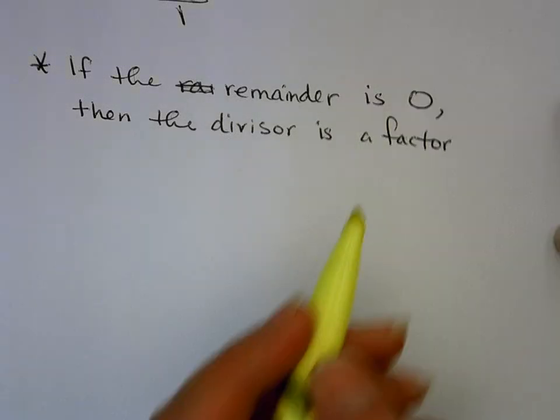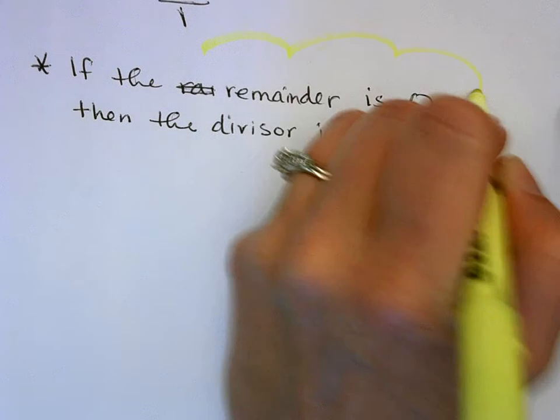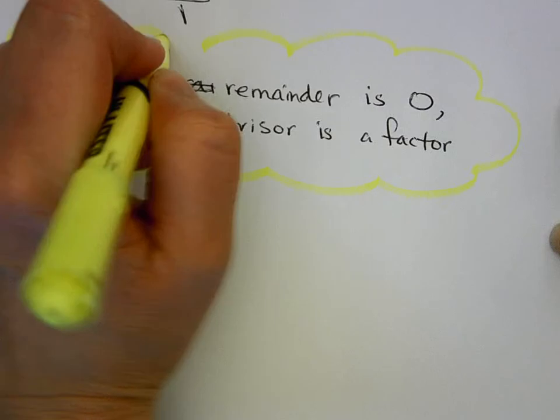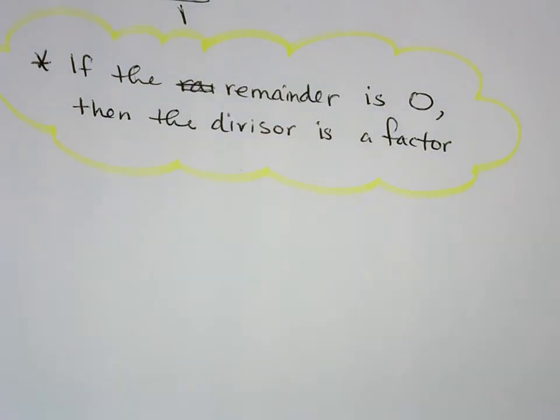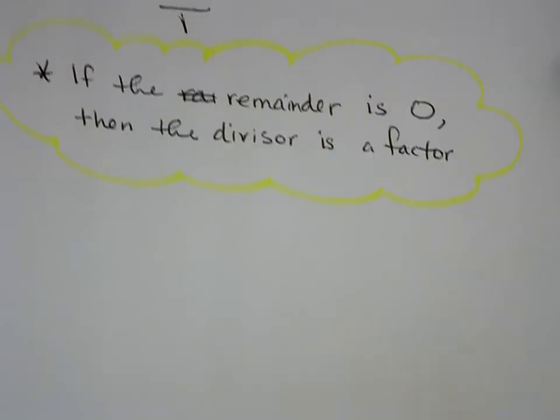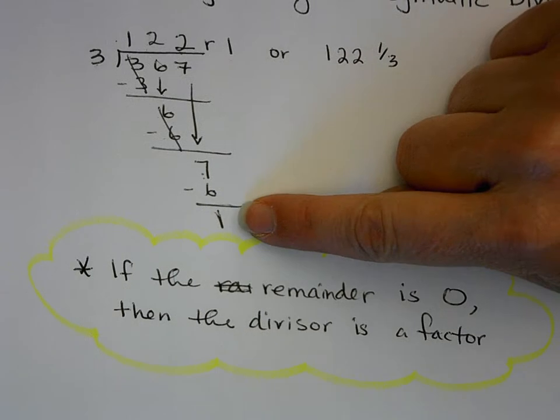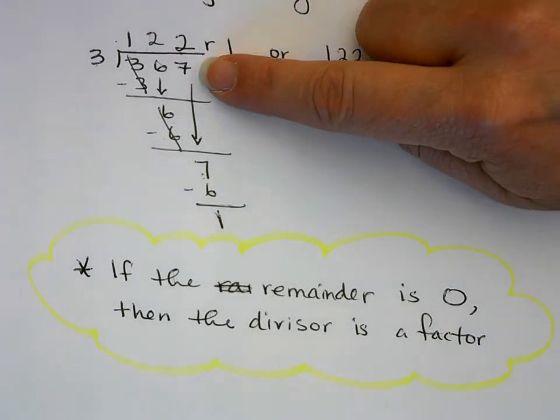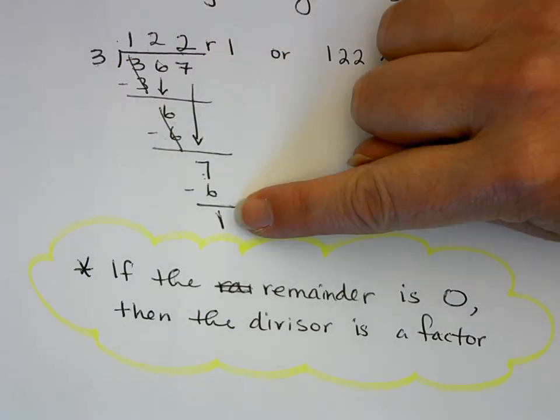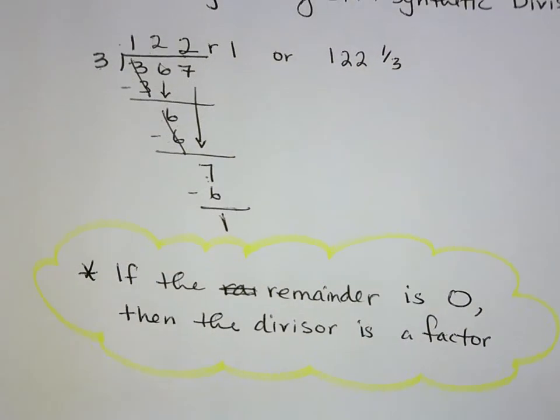So if the remainder is 0, this is something we need to make sure that we remember because they're going to ask us that question. If the remainder is 0, then our divisor is a factor. In our problem, we got a remainder of 1. So is 3 a factor? No. This would have had to have been a 0.